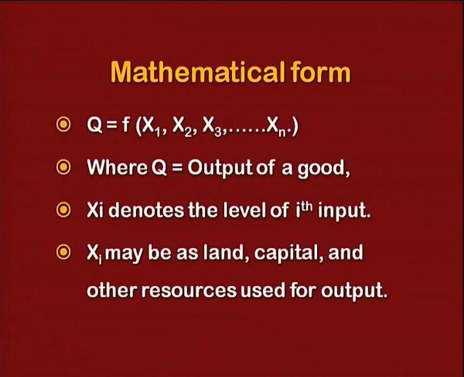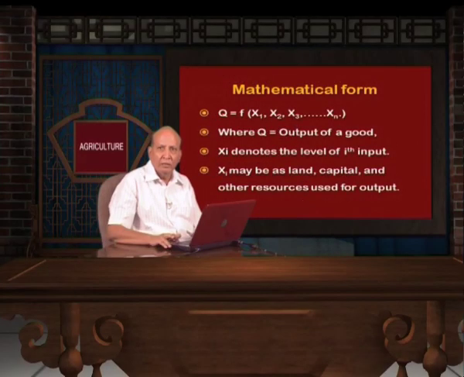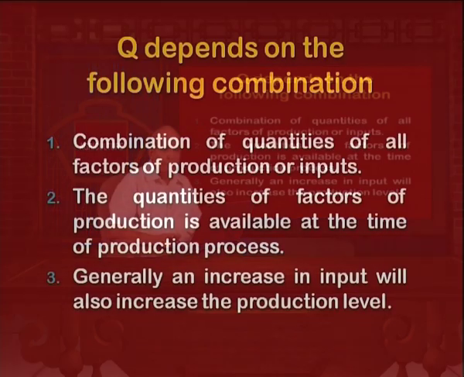Therefore, in the function where Q is the output of a good, xi denotes the level of the ith input. In the mathematical form, xi may be land, capital and other resources used for output, maybe the quantity of seeds per hectare you use, fertilizers, insecticide, pesticides, irrigation, the number of labors which has been used. These are called the inputs.